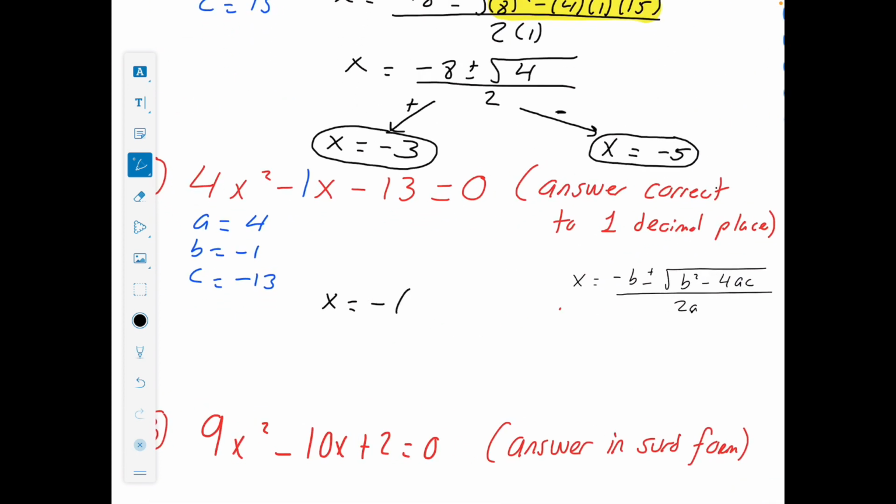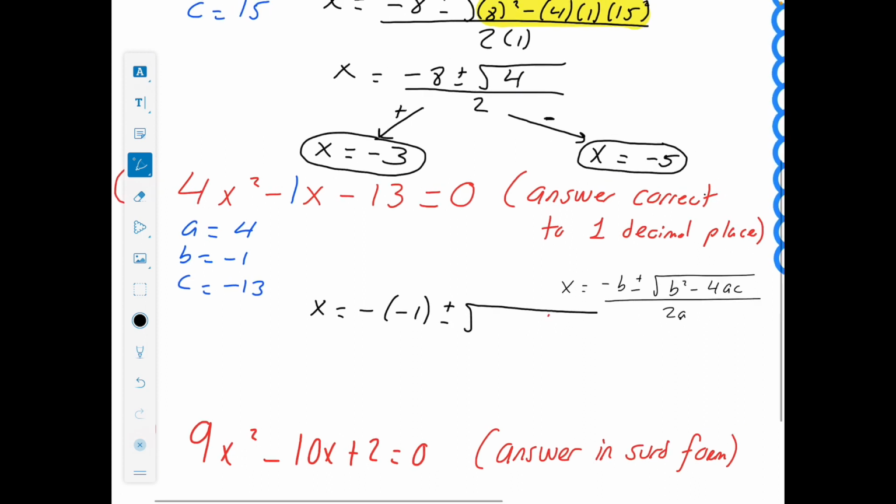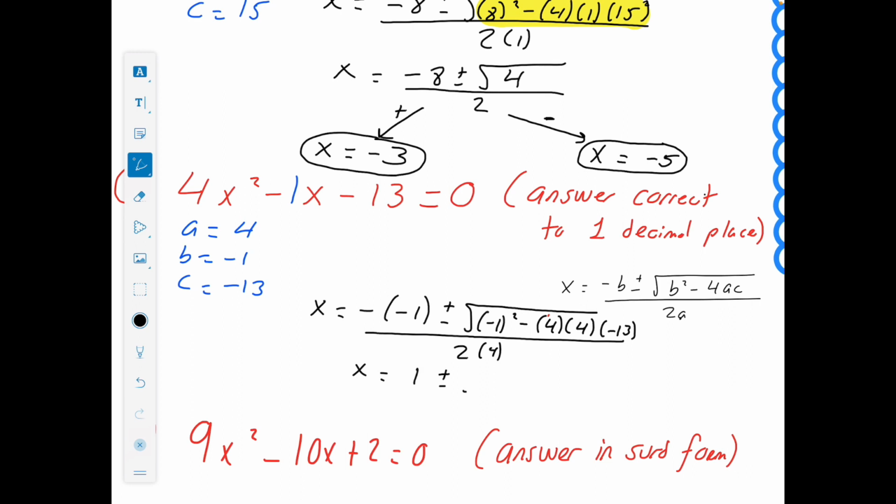So we're going to say x is equal to, now, this is where they catch people out. From the formula, there's a minus b. So we've minus 1. So we've our minus sign from the formula, and then we have our minus sign from our equation. Plus or minus the square root of b squared, which is minus 1, to be squared, minus 4 by a, which is 4, by c, which is minus 13, all over 2 by 4.